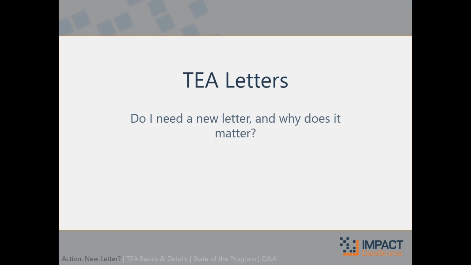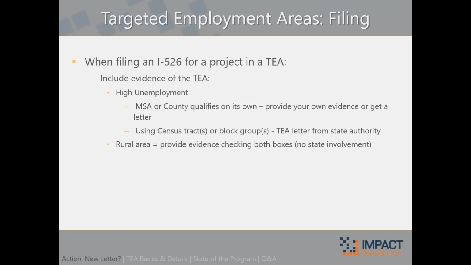So do I need a new TEA letter, and why do we care about any of this? The key is that when you're filing your I-526 investor petition, you need to include evidence of the TEA. If your project isn't in an MSA or a county that qualifies on its own, then you don't really have to worry about things too much. But most EB-5 projects are not in an MSA or county that has high enough unemployment to qualify on its own. So we have to get into using census tracts and/or block groups.